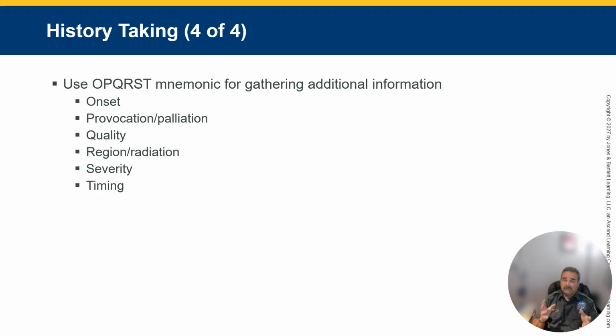So we want to be able to describe that. Timing: it's not the time on your watch. It's timing, meaning does it come and go, or is it constant?